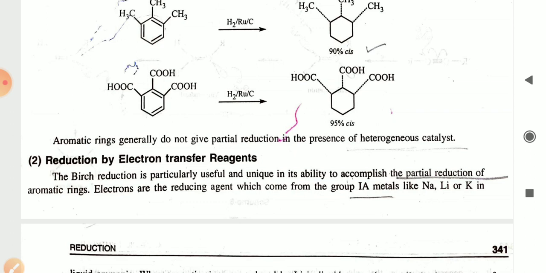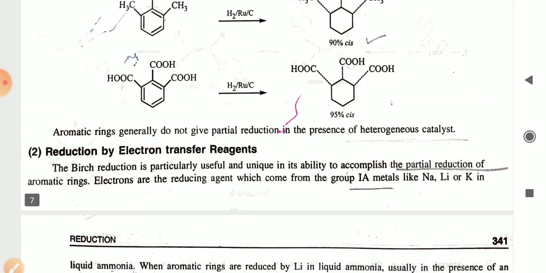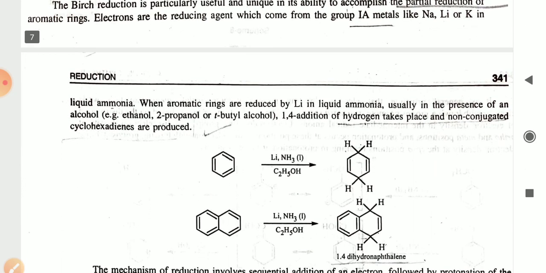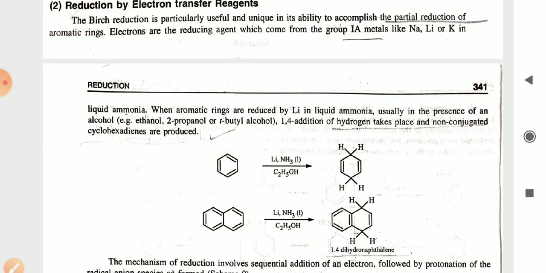In this kind of reduction, the electrons, the reducing agent, come from an alkali metal like sodium, lithium, or potassium in liquid ammonia. When the aromatic ring is reduced by lithium in liquid ammonia, usually in the presence of an alcohol like ethanol, 2-propanol, or tertiary butyl alcohol, 1,4 addition of hydrogen takes place and non-conjugated cyclohexadiene is prepared.